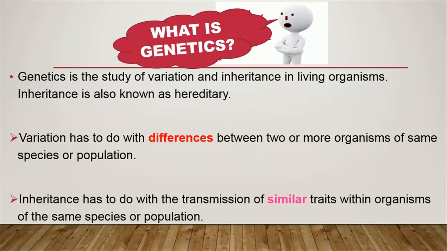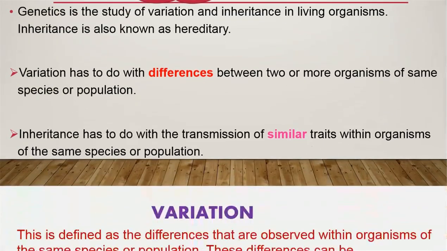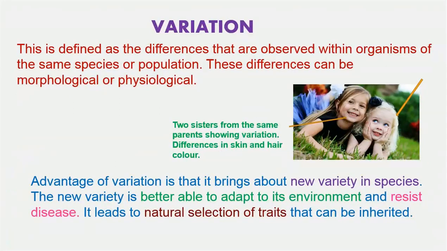Inheritance has to do with the transmission of similar traits within organisms of the same species or population. In other words, inheritance has to do with the transmission of similar traits or characters from parents to their offspring, or from one generation to another generation. So, we can say that variation has to do with differences, inheritance has to do with transmission of similar traits. In this video, we shall be discussing variation. But in genetics too, we'll be talking about inheritance.